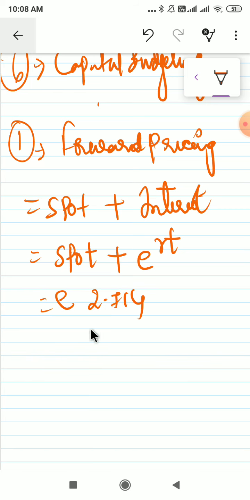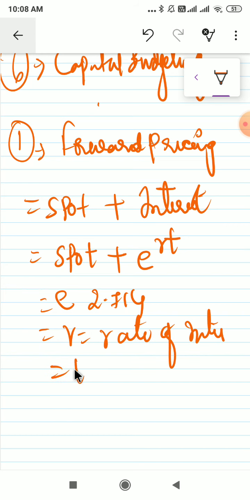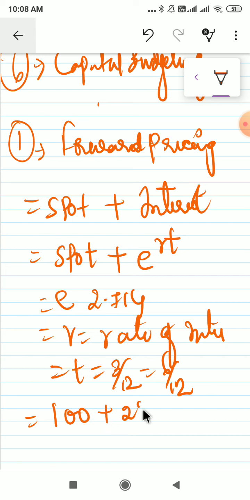What is R? R is the rate of interest, the compounding rate of interest. What is T? If it is 3 months, you have to take 3 by 12. If it is 6 months, you have to take 6 by 12. Accordingly you have to substitute it. Now let us assume the spot price is 100 rupees and e to the RT is coming to 25 rupees, then our forward price will be 125 rupees. This is how the forward pricing works. So we'll take up some problems and work them out directly.